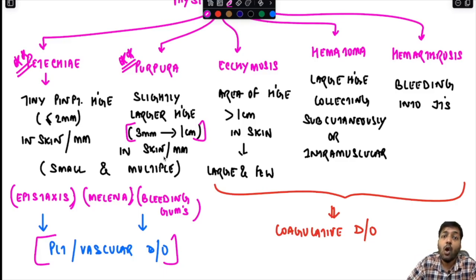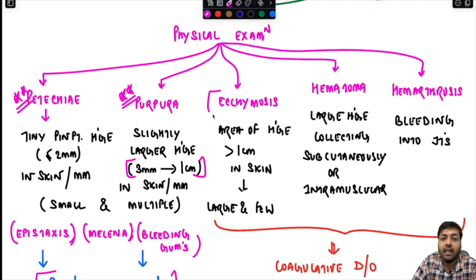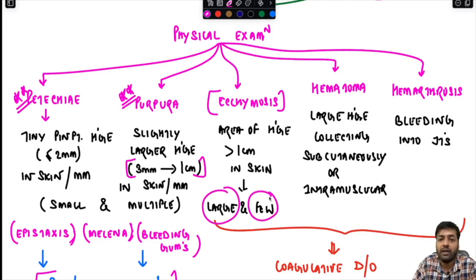On the other hand, if you see large areas of hemorrhage, okay, so the area of hemorrhage is more than 1 centimeter in the skin, then we are calling it as ecchymosis, and this ecchymosis is large but they are fewer. They are larger in size but they are fewer. If you see that there is any kind of a hematoma, that is a large hemorrhage. What is the hematoma? Hematoma is when there is a large hemorrhage which is collecting subcutaneously or intramuscularly, it is called as a hematoma. Or there is a hemarthrosis, whenever there is bleeding into the joints, we are calling it as hemarthrosis, okay.